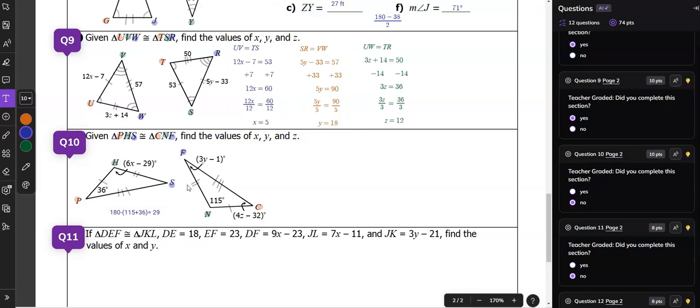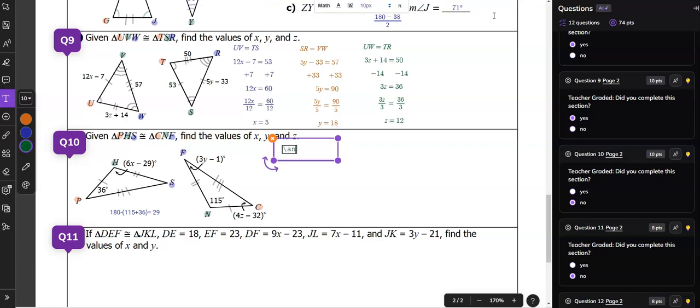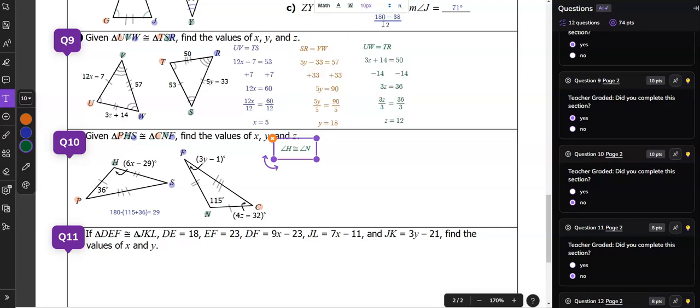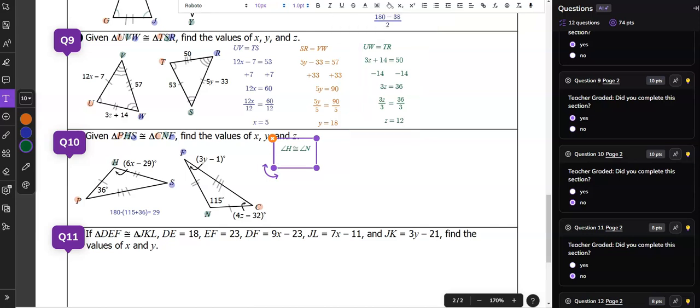All right, let's go ahead and solve for x first. So angle H is congruent to angle N. And again, if you're doing it with this equation editor, you can go to the symbol palette and pick your symbols instead of typing them out, or you can write this on a marker board and take a picture, or write it on a piece of paper and take a picture. Remember, you do have to put your work on here.